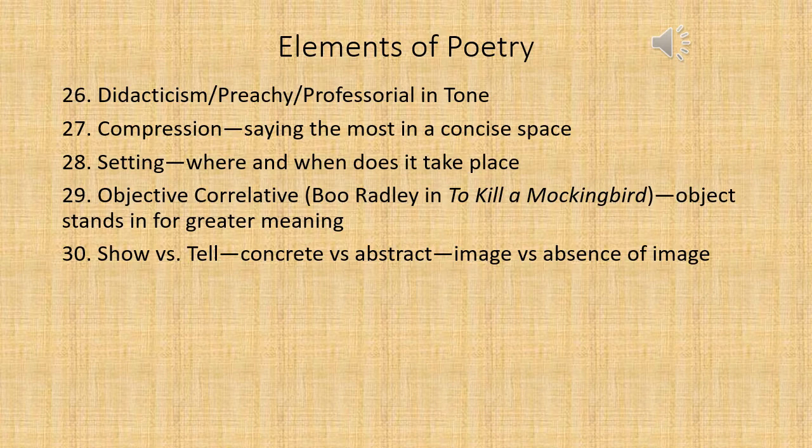Okay, so we have about 15 more elements to go. Let's see. 26, didacticism. So being didactic, or preachy, or professorial in tone. So it's a poem that's attempting to sort of teach the reader something, right? So we look out for that. It's to be avoided, typically. You don't typically want a poem to be didactic, or attempting to persuade you, right?